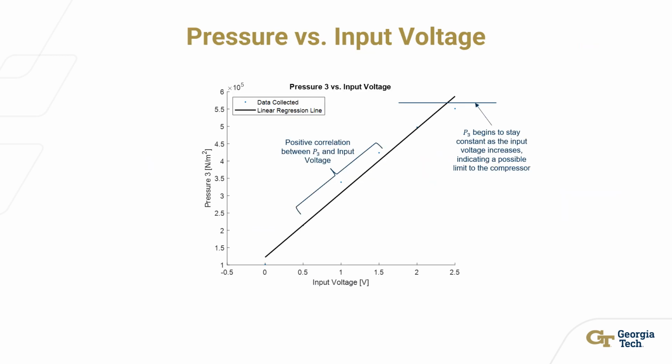This figure shows the steady state relationship between the input voltage and the input pressure P3. This relationship is fairly linear and matches the fit well. However, the input pressure starts to level off or becomes constant as the input voltage increases. This indicates that the compressor could be approaching its limit in terms of pressurizing the tank.